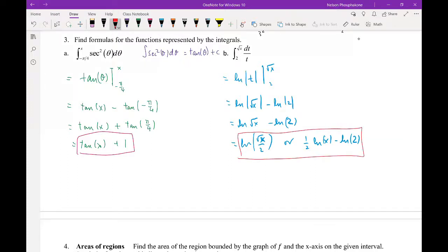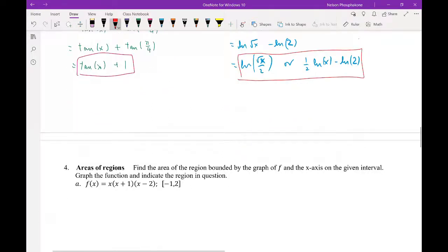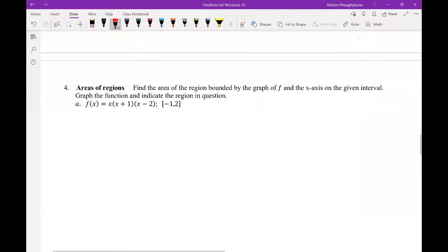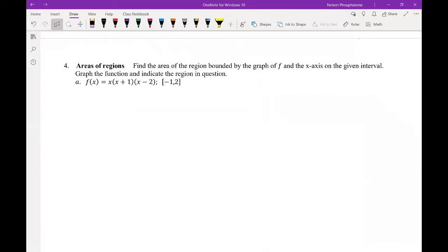Okay, so then the next one right here is I would like to find the area of the regions. We would like to find the area of the regions bounded by the graph of f and the x-axis on the given interval. What I'm going to do is grab the function first. Okay. So to this function right here, we know that we have zeros at x equal to 0, x equal to -1, and x equal to 2.